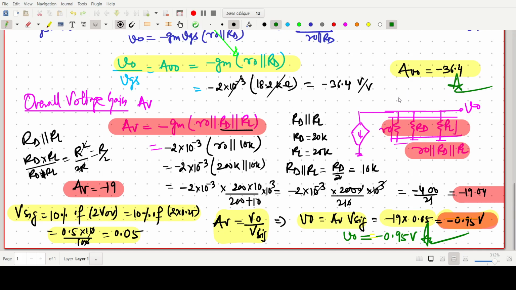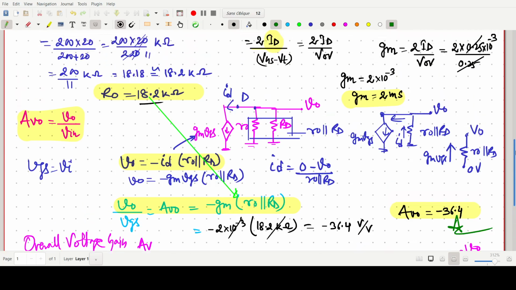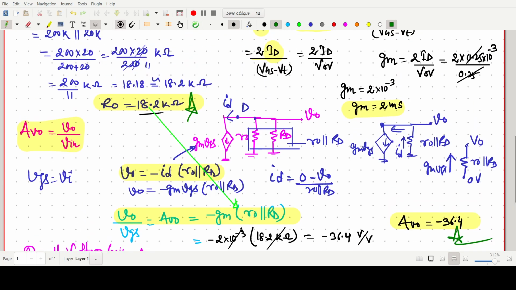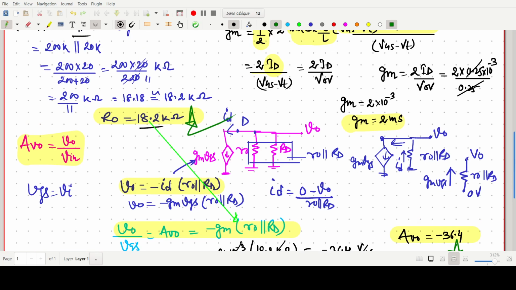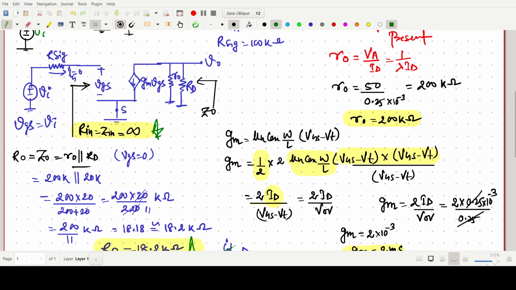We have found without load, with load, input impedance, output impedance, everything we have calculated. Input impedance is simply infinity, so no need to vary. Transconductance, we have also derived the formula. What is the transconductance formula? R naught, how to find the R naught, we have calculated. So this is all about this question.